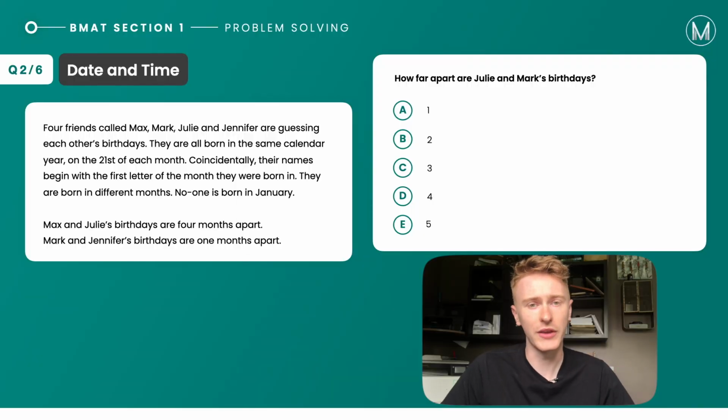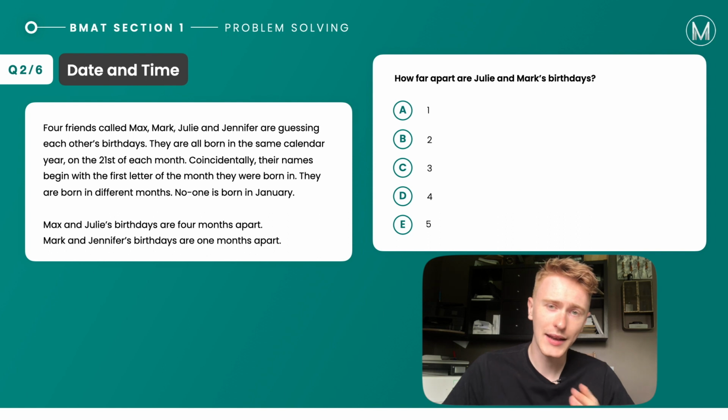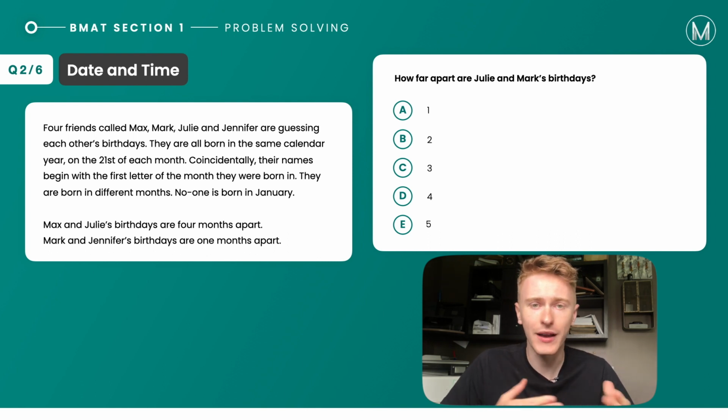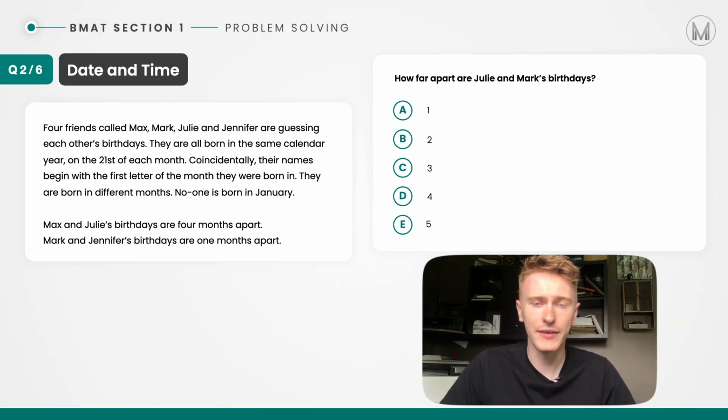Okay, so let's move on to question number 2. This is another date and time question, but slightly different, and in this case, slightly easier. So in the BMAT, if you can work out how quickly you can do a particular type of question, you can prioritize your time better and potentially answer this question in preference to the previous one if you're going through the BMAT. So pause the video now and have a go. Great, let's go through it together.